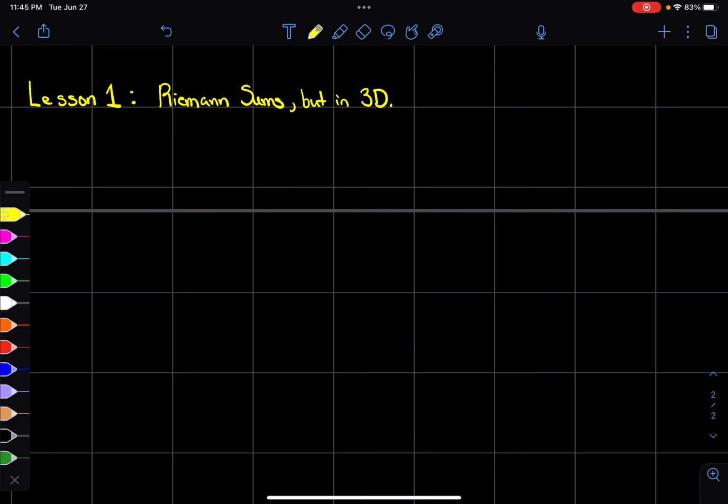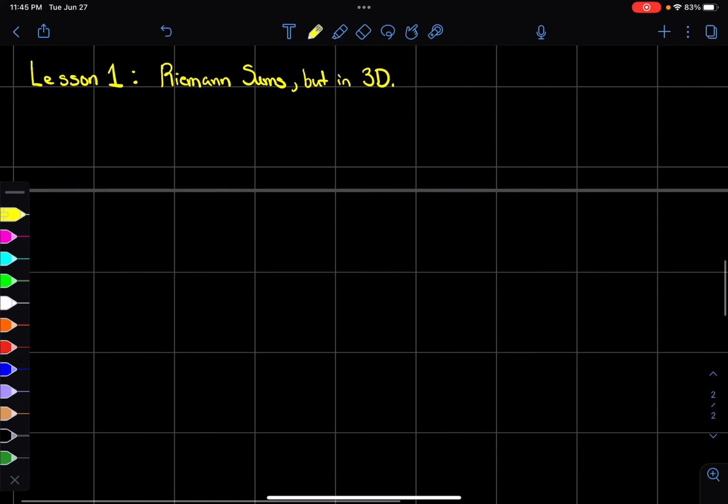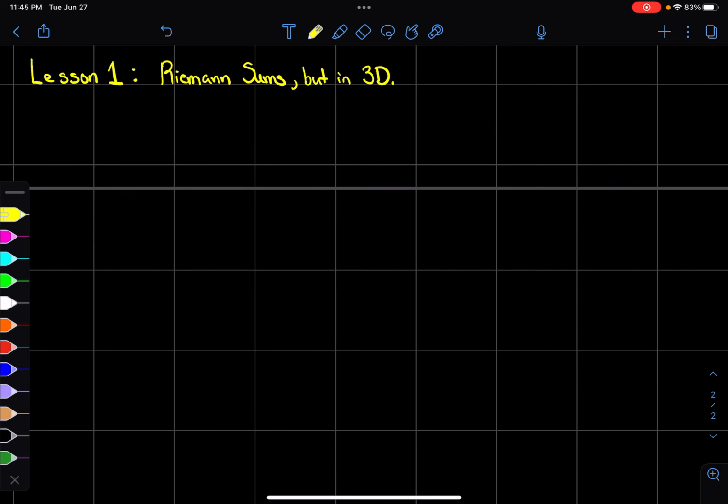So we're going to get started with the meat of the course now. We're going to start with the first lesson, which is, as the last video described, one of the very first things that we're going to learn how to do in this class has to do with this concept of integration, but in 3D. And in order to start there, it's super important that we first make sure that we really understand integration in 2D.